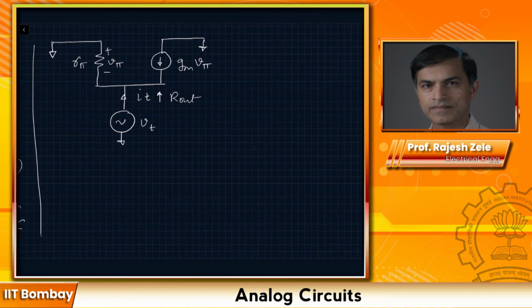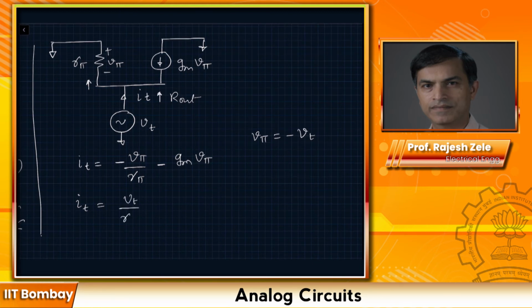So you can write the equation IT is equal to minus V pi divided by R pi, that would be the current flowing in this direction, minus GM V pi. And we know that V pi is equal to minus VT. So IT is equal to VT divided by R pi plus GM VT. So this should give you VT divided by IT, which is our R out calculation.